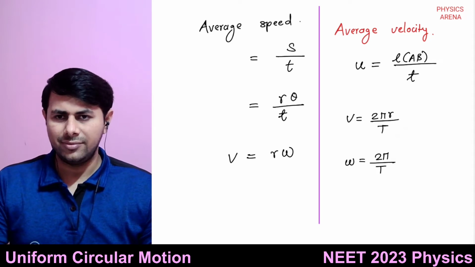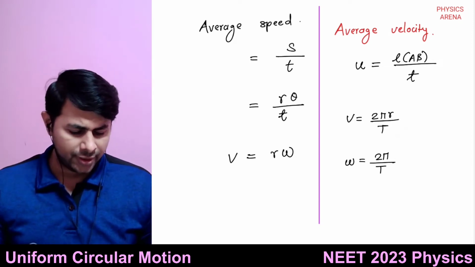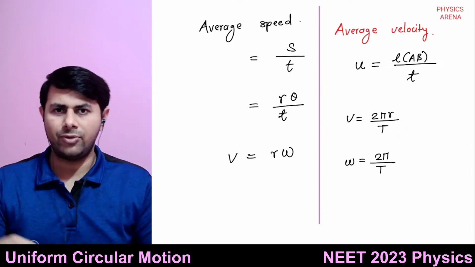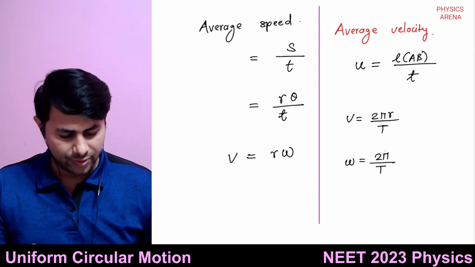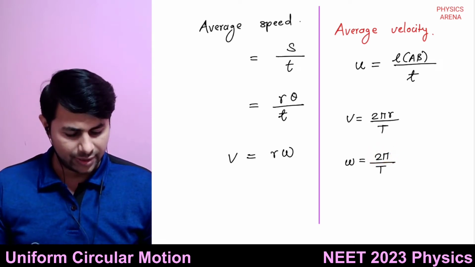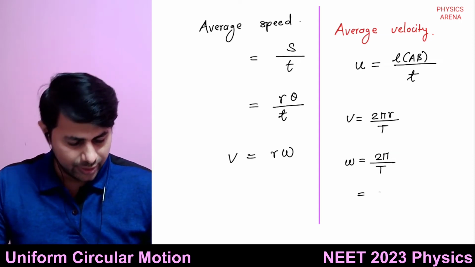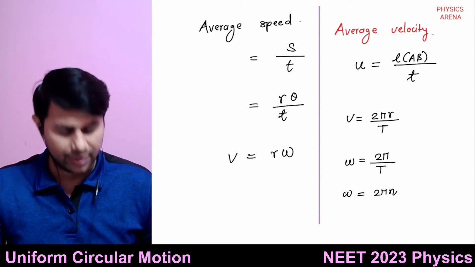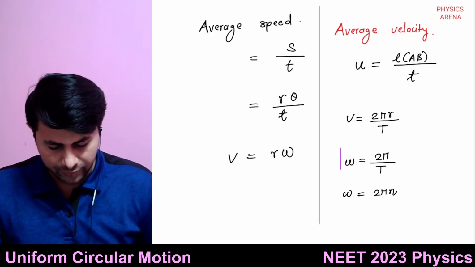This is fine. You can say the angle covered in one revolution is 2 pi, and the time taken for one revolution is capital T. So angular velocity is angle covered divided by time taken, so you get 2 pi divided by t. Also, if you keep 1 upon t equals n, then it is equal to 2 pi times n. So you get these formulae for omega.